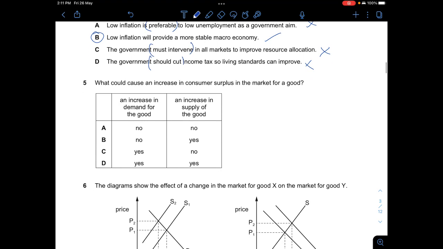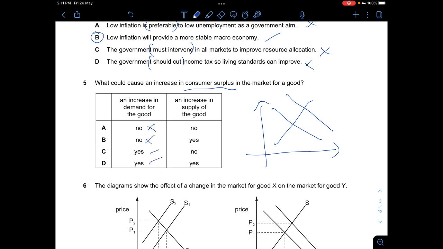Question 5, what could cause an increase in consumer surplus in the market for good? So when there's an increase in consumer surplus, this means that it will look something like this. Let's say there's an increase in consumer surplus, the possibility would be that the demand curve shifts to the right. So an increase in demand for the good, yep. So anything that says no will be wrong.